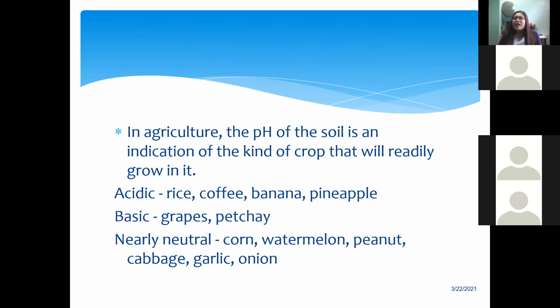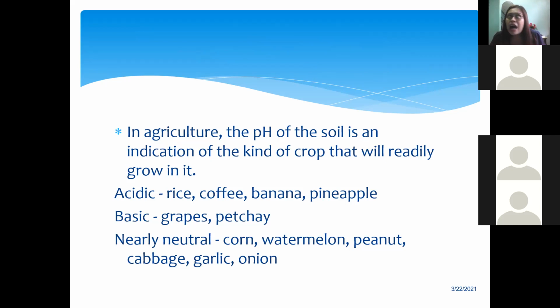Because our agriculturists are also determining the pH of our soil. The pH of the soil will determine what crop is suitable to grow. So there are times, class, when we plant a certain plant in our soil, and there will be times when it will not grow. So one of the reasons for that is the pH. So let me give you an example.